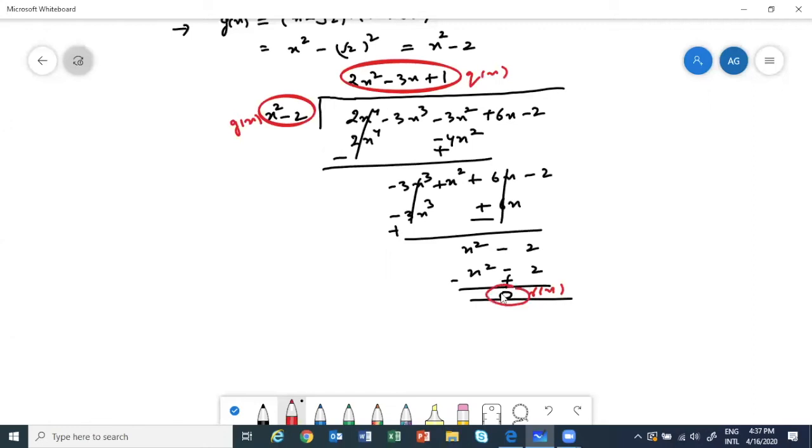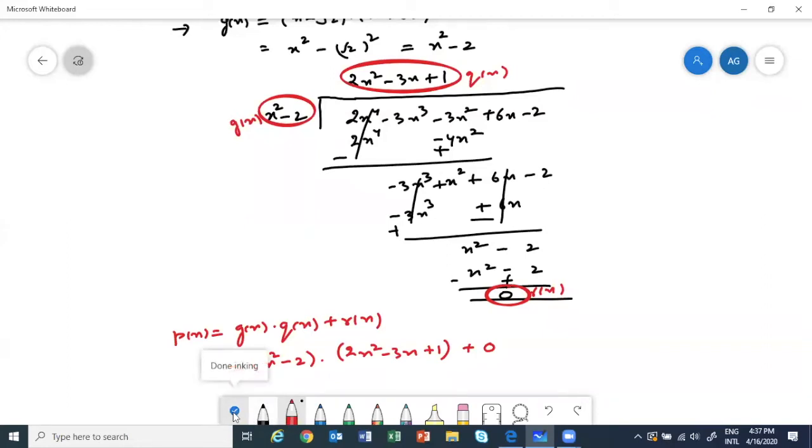Rx is 0, isn't it? So we will write Px as Gx into Qx plus Rx. Let's do that. Gx is x square minus 2 into 2x square minus 3x plus 1. What is Rx? Plus 0. Clear?